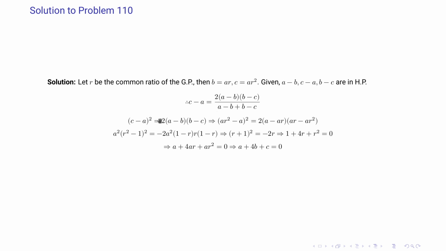Now we can simply see that it is a matter of solving this expression to obtain 1 plus 4r plus r square is equal to 0. Then you multiply this with A and you obtain A plus 4B plus C is equal to 0.